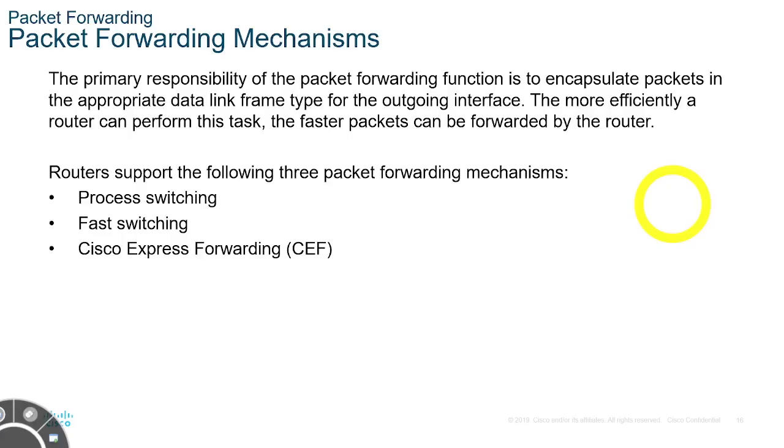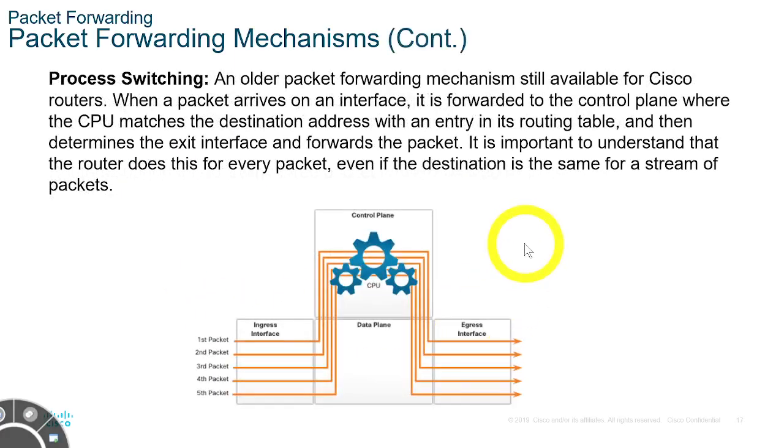this is very important. So in order to do the packet forwarding mechanism, the router uses three mechanisms: process switching, fast switching, and Cisco Express Forwarding. We will explain shortly with everyone. Process switching, what does it mean? Look here.